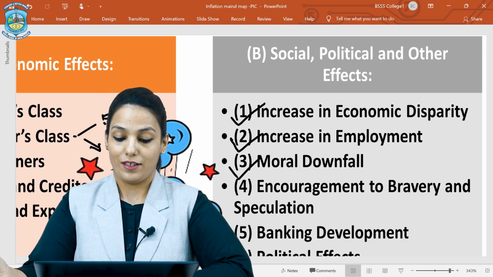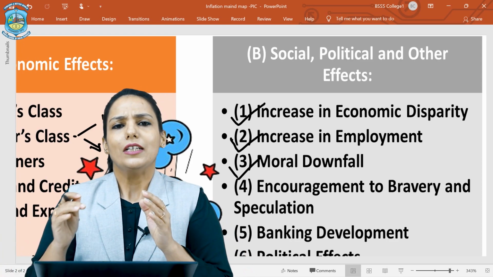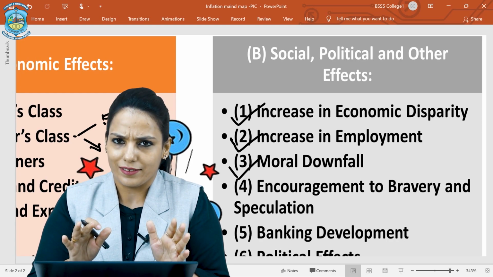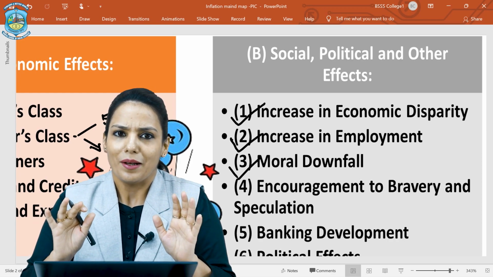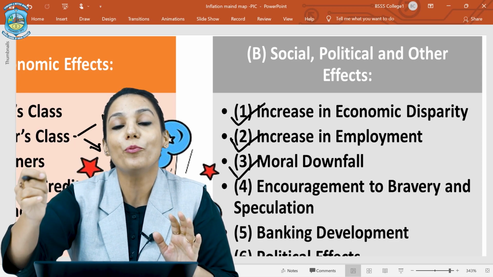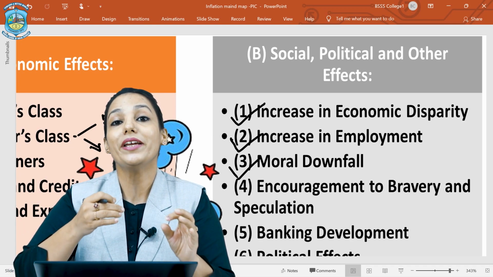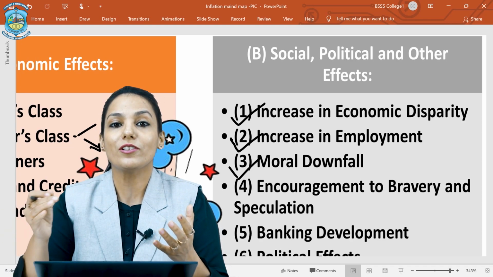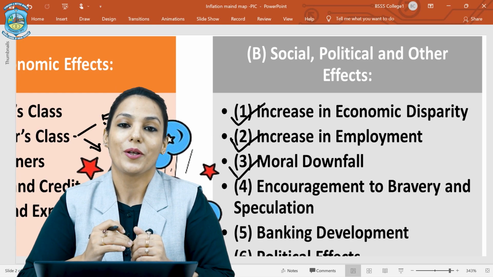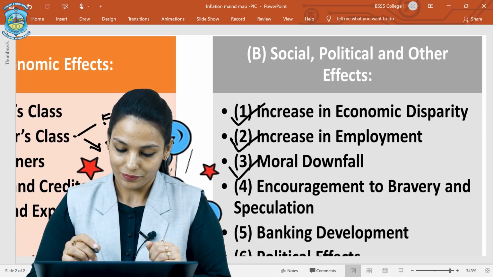Third, social impact is moral downfall. The profit of the business class increases. That's right, but the greed for profit influences the business class to indulge in artificial scarcity, adulteration, black marketing and other immoral activities.